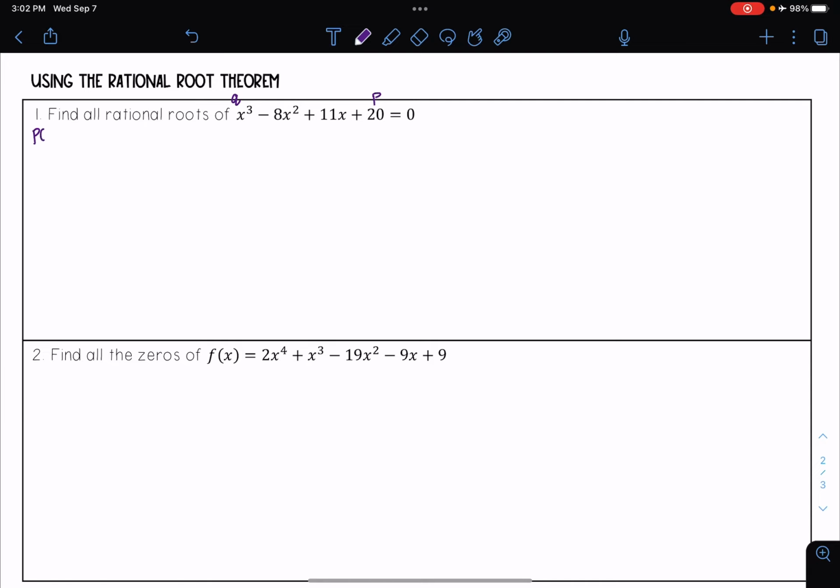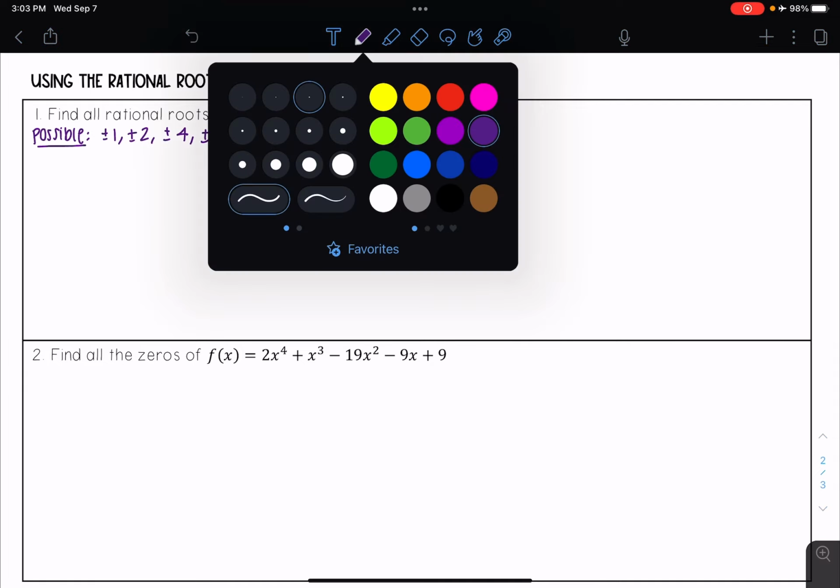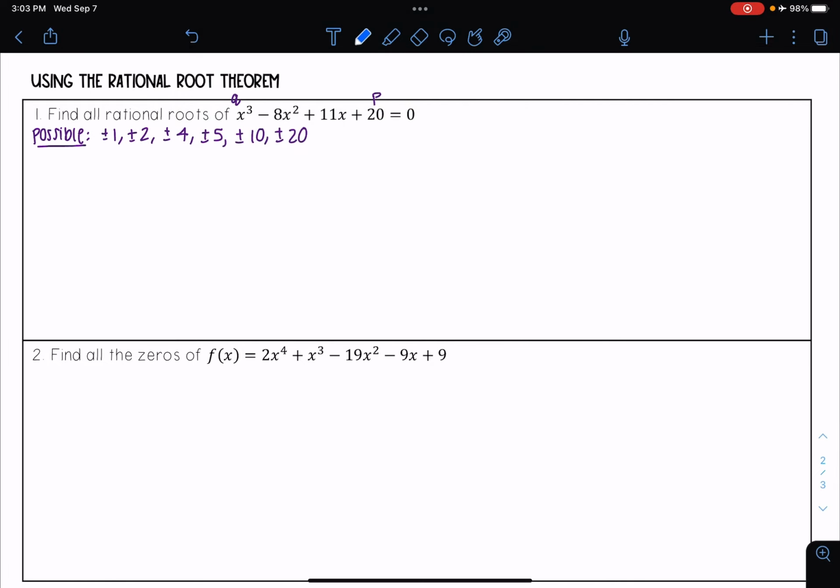So my possible roots are going to be plus or minus 1, plus or minus 2, plus or minus 4, 5 goes into 20, 10, and 20. So these are all of my possible roots. Now I need to find just one that is definitely a root so that I can then solve the remaining quadratic. And so what I'm going to do is first test 1.